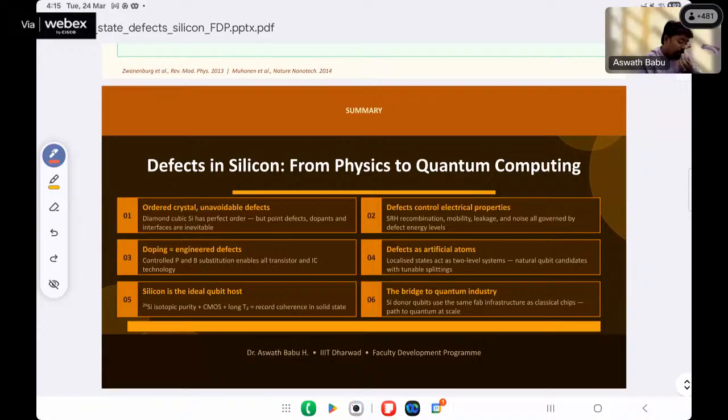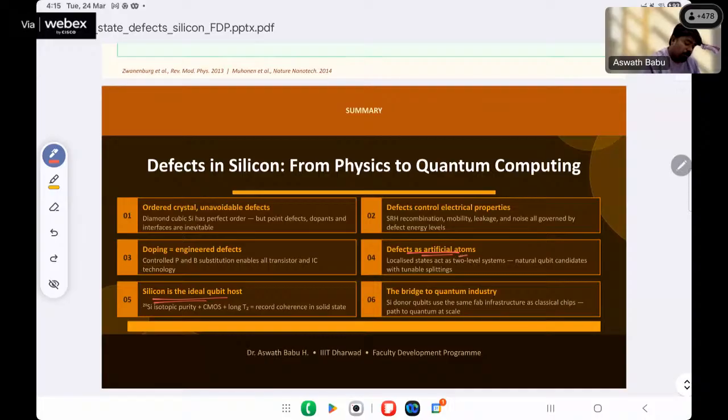Silicon defects take us from physics to quantum computing, depending on the ordered crystal. Depending on the doping, we can create qubits out of it. So silicon is an ideal qubit host, and defects can be controlled with external electric fields, and we can realize artificial atoms. What do artificial atoms mean? In the transmon case, LCR circuits can be used to realize artificial atoms. Here also, from the doped band structure, we can realize the artificial atom.